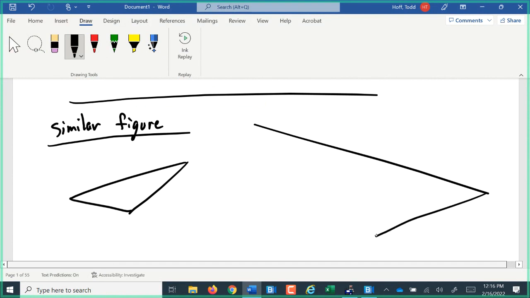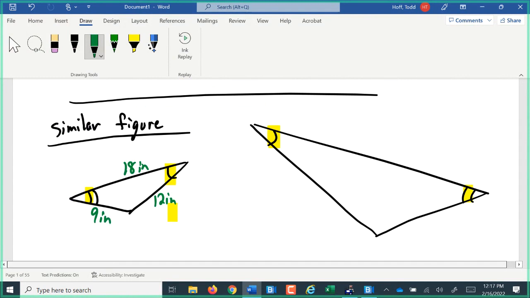They don't have to be in the same orientation. With triangles, it's enough to know that two of the three angles are the same. This single arc indicates that other single arc is the same angle. Same here. Double arc indicates that those are the same angle. If I label my sides here, 8 inches, 12 inches, and 9 inches. And then come over here, I label this side 15 inches, and I want to find those other sides.